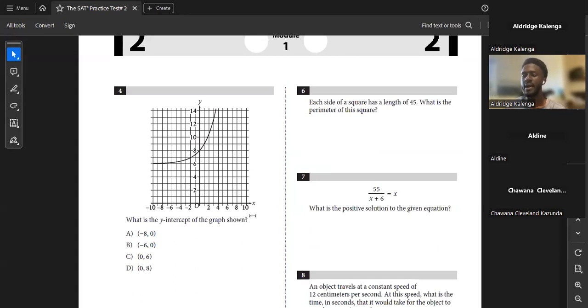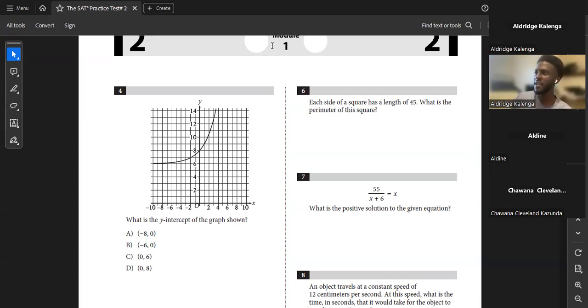Opposite exterior angles. What is the y-intercept of the graph shown? Sir, the answer is D. Okay. So we have a B, we have a D right now. And the answer is D. Okay, we have another D. Sir, can I explain? Yeah, 0.8. Okay, that's another D. Yeah, explain. Go for it.